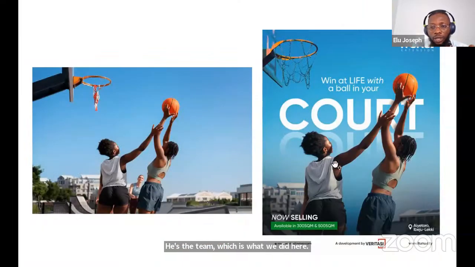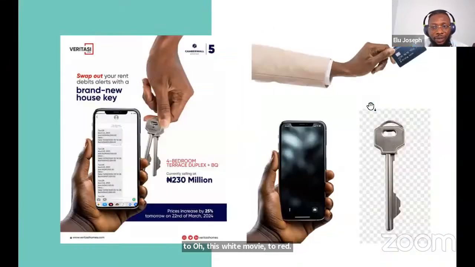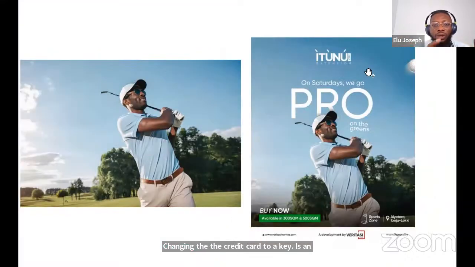If I even say, okay, I want to change this white jacket, this white hoodie, to red, I've edited it. Changing the credit card to a key is an edit. As long as you don't use the image the way you got it online, it has been edited. If you resize the image, it has been edited. If you crop the image, it has been edited. If you add anything to that image or you remove anything from that image, it has been edited.